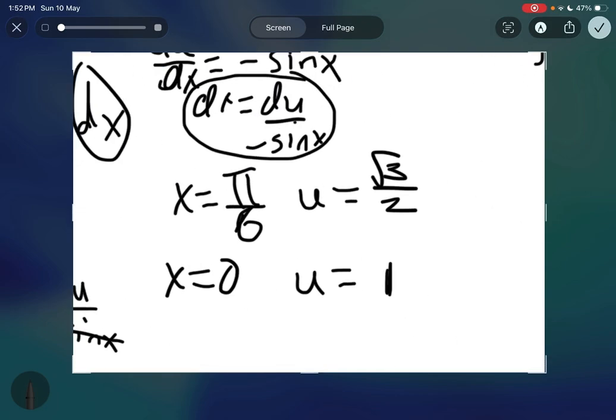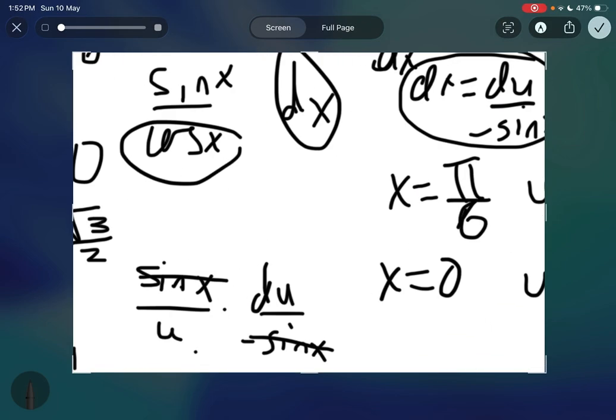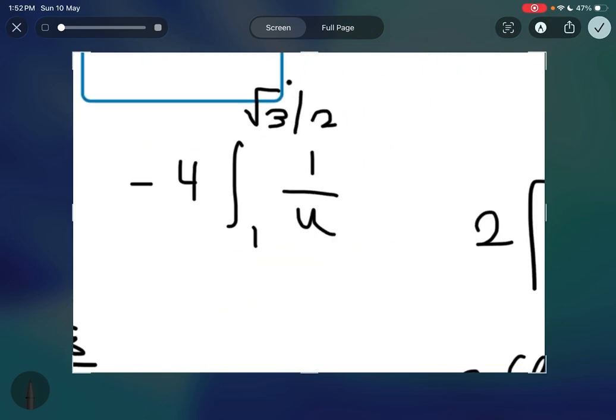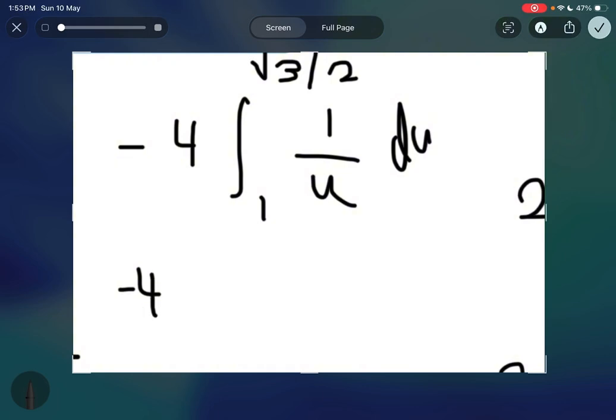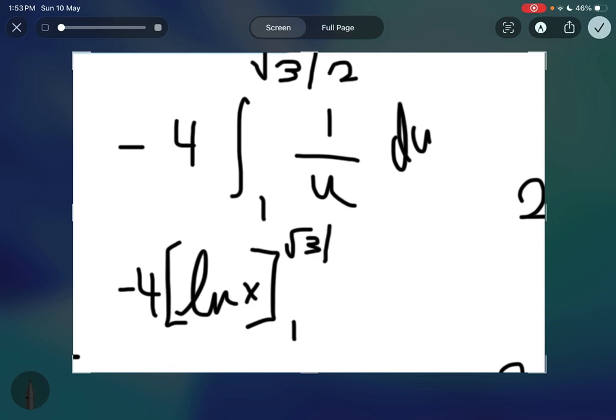Why u? Because 1 over u, the sine cancels to become 1. So 1 over u du. And you know that 1 over u, which is the same as 1 over x, the integral of 1 over x is ln. So now you take minus 4 of ln of x between 1 and radical 3 over 2.